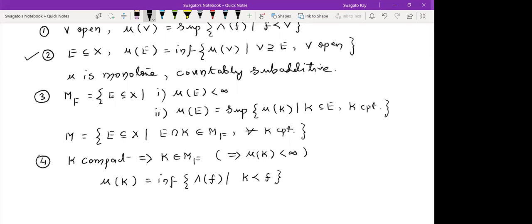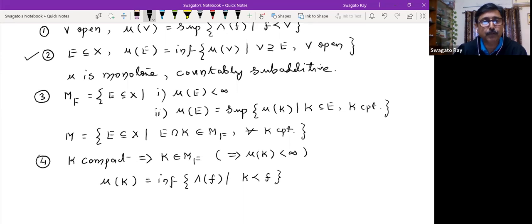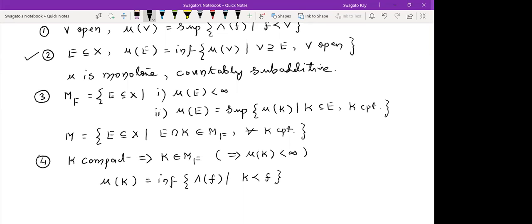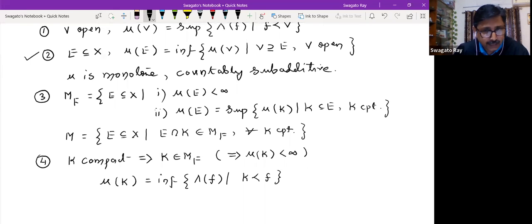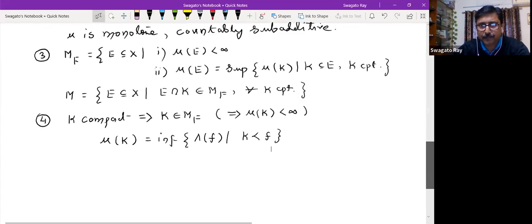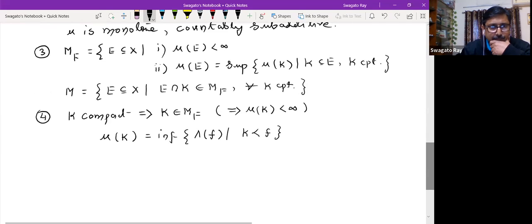After that, Professor Srivastava tried to prove that mu is countably subadditive, right? I'm going to take hints from here on, but one important piece of information I got is that MF contains all compact sets. Incidentally, this also implies something more remarkable. So just note it here.